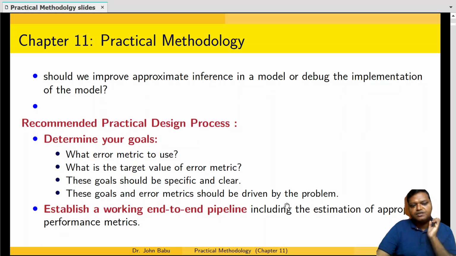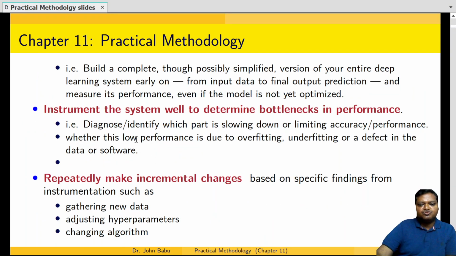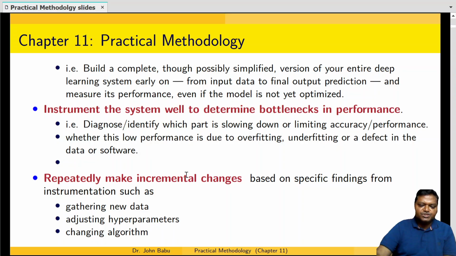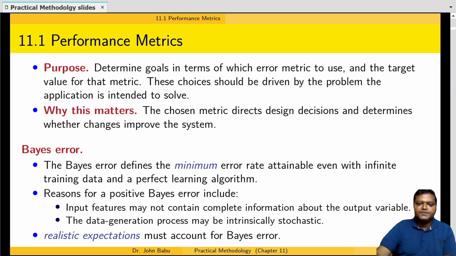So, four steps in the practical design process. Number one, determine your goals. Number two, establish a working end-to-end pipeline. Number three, instrument the system well to determine bottlenecks in the performance. Number four, repeatedly make incremental changes. With these four, we'll go further. Firstly, we'll see what performance metrics we can use in our system.